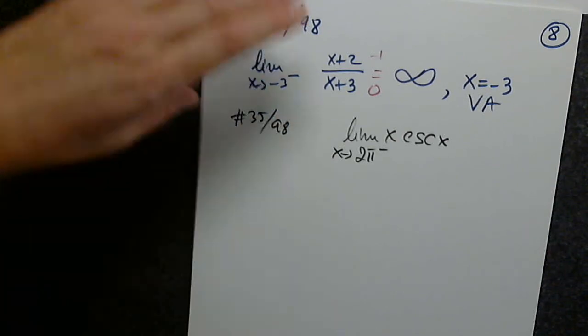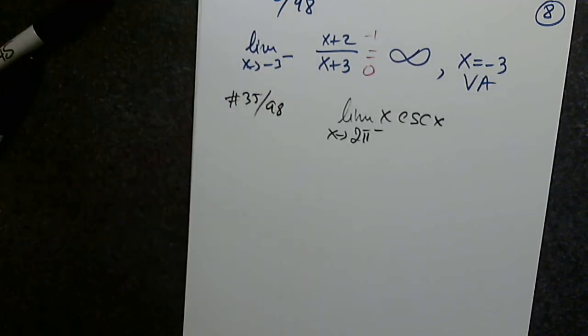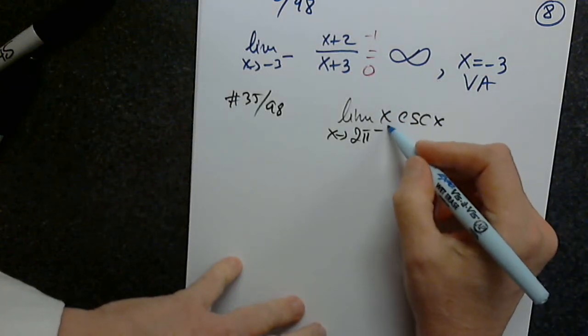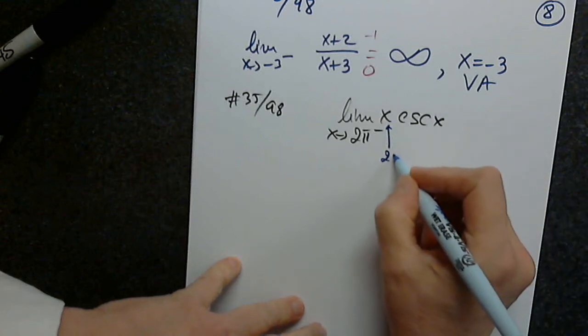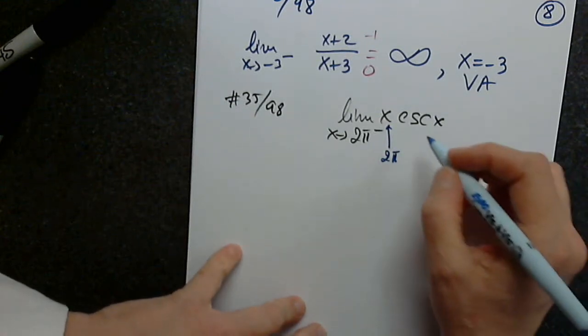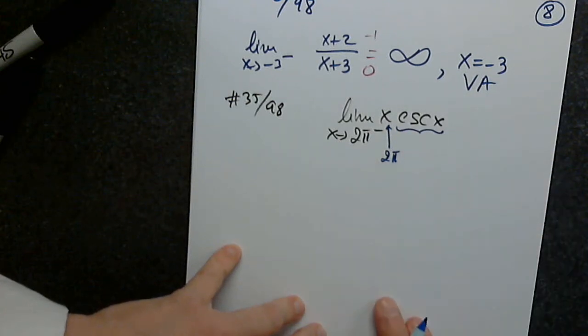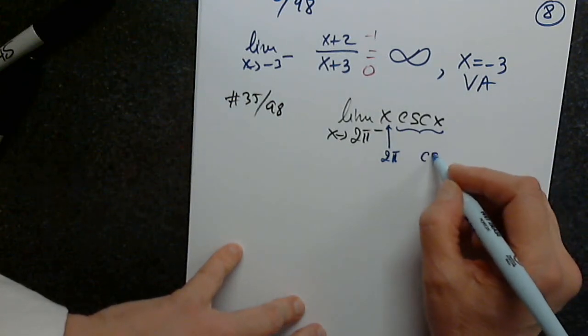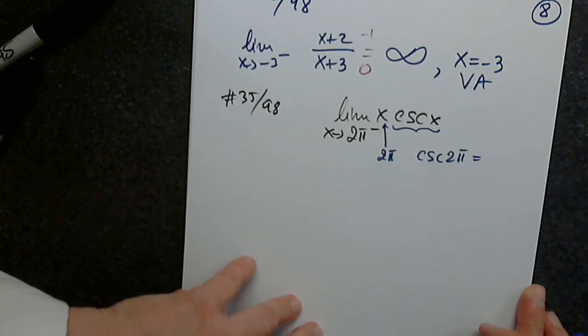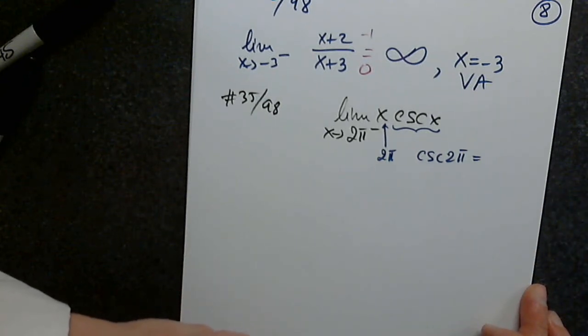Ready? Okay. So we're asked to find a limit. What is the first thing I need to do? Yes, I have no choice. So this is just 2 pi. There's nothing I can do to 2 pi. But now, this is cosecant 2 pi, because we want to go to simple trig functions.